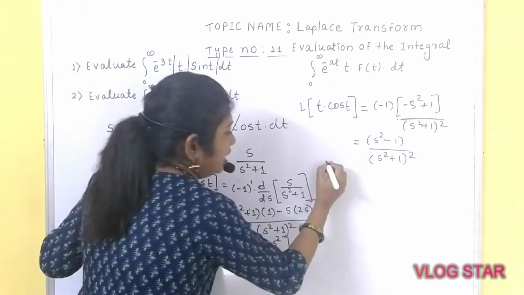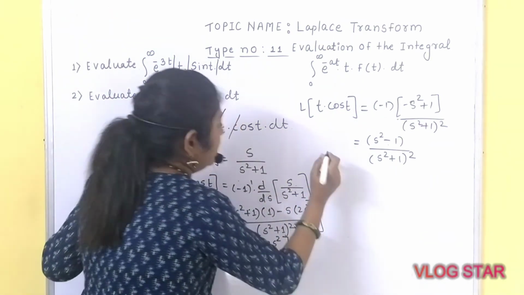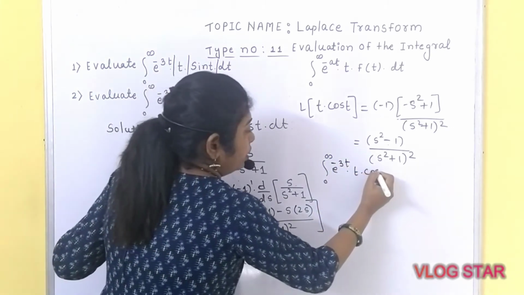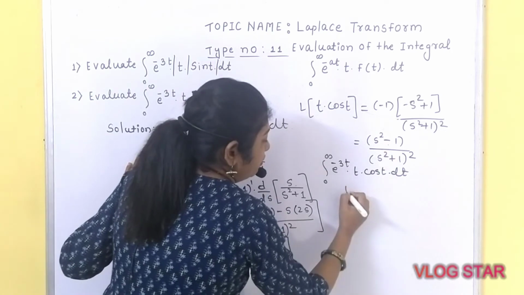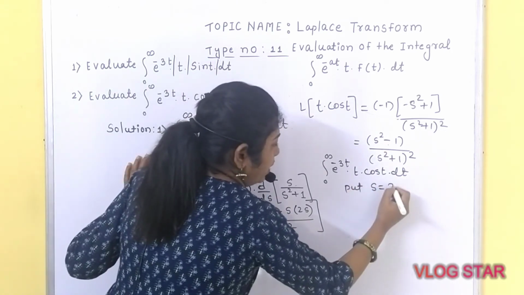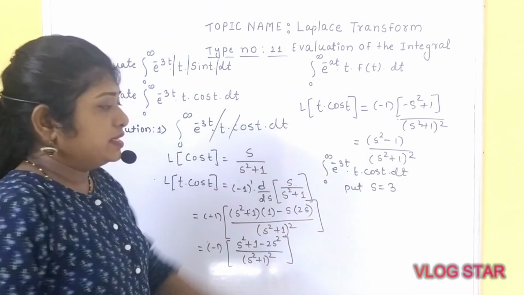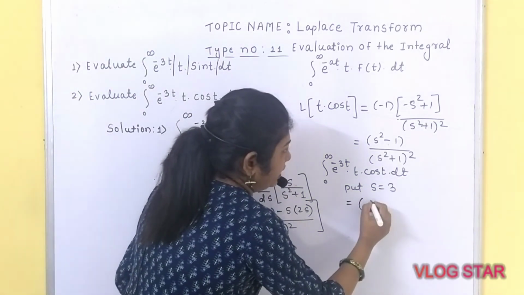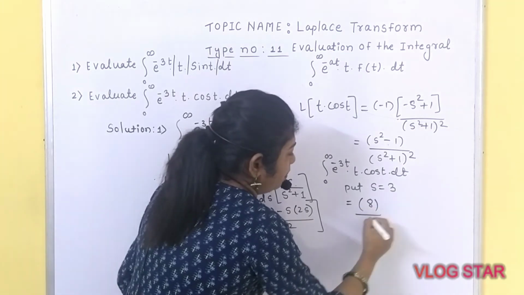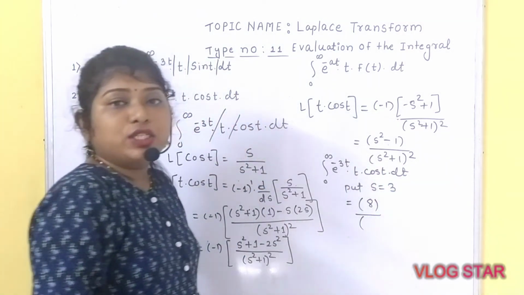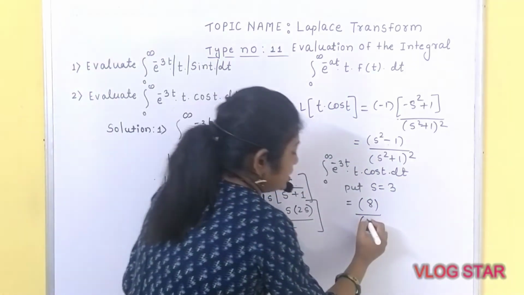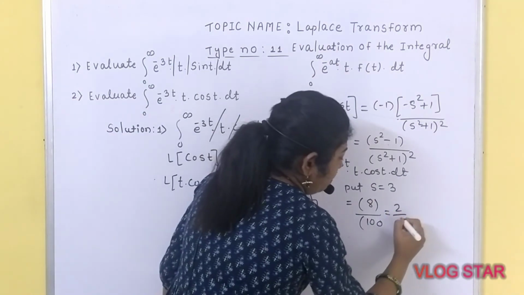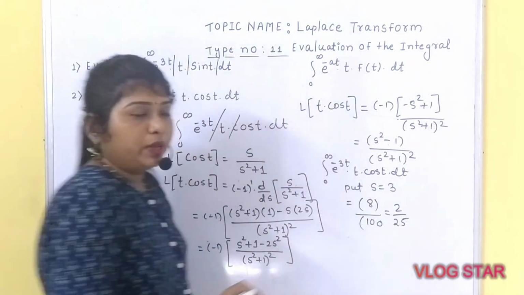So as per the evaluation of integral, e raised to minus 3t t into cos t into dt, we have to put s is equal to 3 in this Laplace. So what you will get, 3 square is 9 minus 1 is 8 upon 3 square is 9 plus 1, that is 10 square, which is equal to 100. So the final value is what? 2 by 25. Am I right?